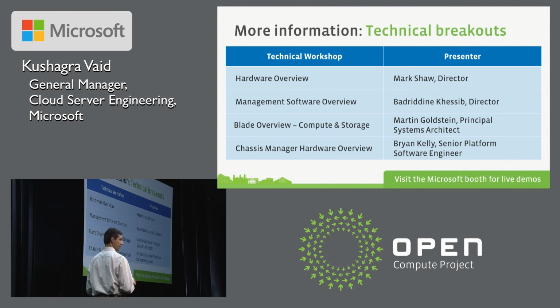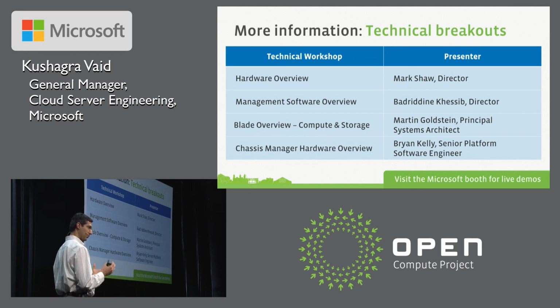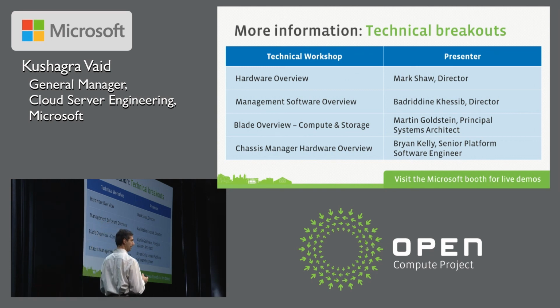If you want additional information at the next level of technical detail, there are four technical tracks being presented today, on the lower level in room 22B. The first one is on the system architecture or hardware overview by Mark Shaw. Mark Shaw has been elected by the OCP community voting process to be the chair of the OCP server committee.